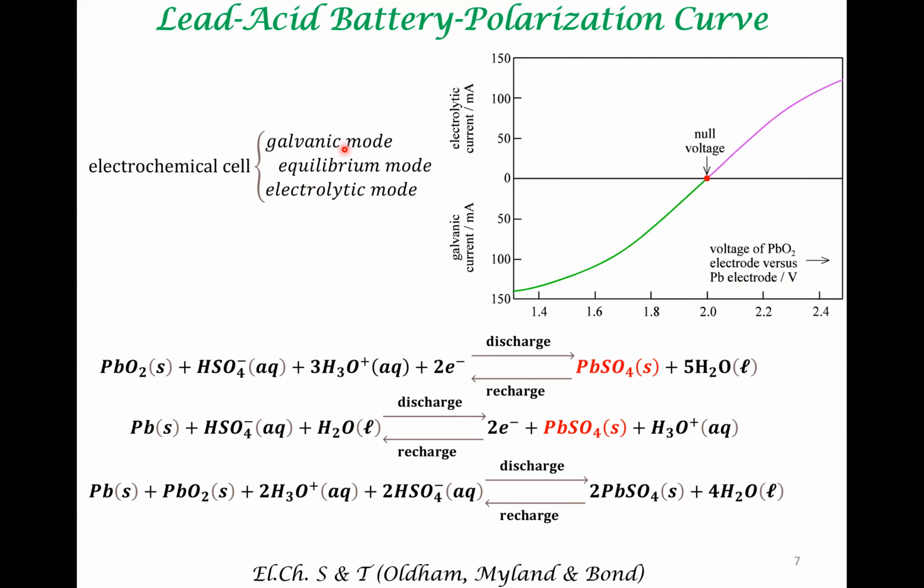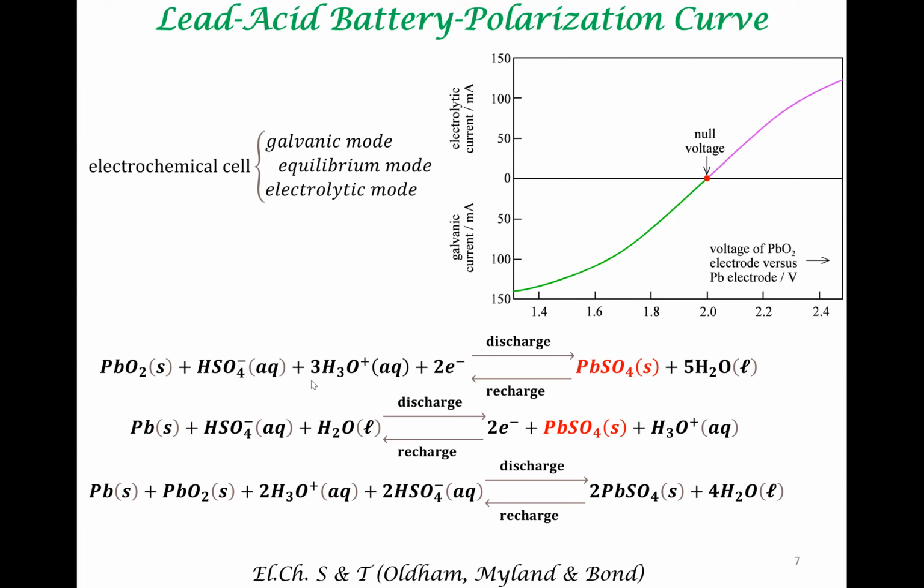So in the galvanic mode, there is an exothermic change in the chemical reaction free energy. So there is a spontaneous conversion of chemical energy to electrical energy. But in the electrolytic mode, you have to drive the reaction via an external power source.